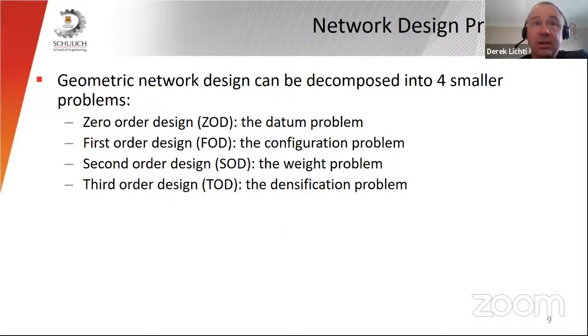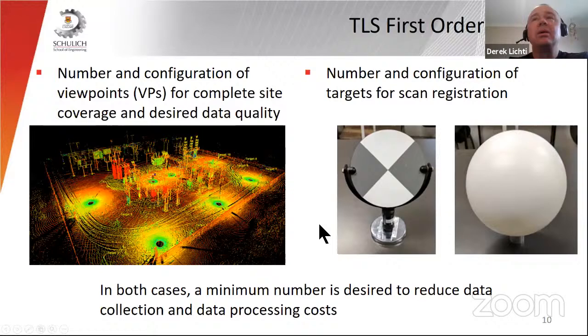And so if we look at this in a little more detail, we can break down network design into 4 problems. And this is what Professor Pharaoh did almost 50 years ago now, where network design was decomposed into zero order design, which is the datum problem. The first order design, which is configuration. That's what we'll talk about here today. Weighting and densification. And these processes still certainly hold up today, are still very relevant. So let's look at the TLS first order design.